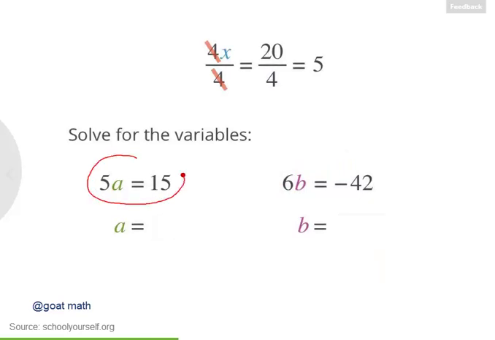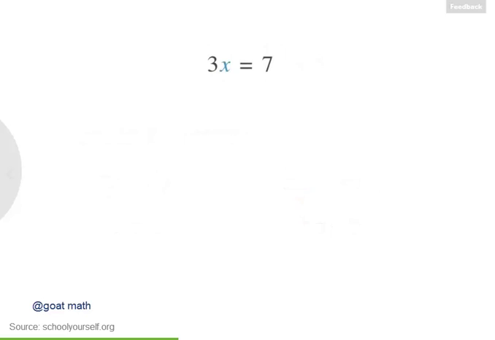Nicely done. Dividing both sides of this equation by 5, you found that a equals 3. And dividing both sides of this equation by 6, you found that b equals negative 7. So how about the equation 3x equals 7? Well, to solve for x, we can divide both sides of this equation by 3. So x equals 7/3. 7 divided by 3 is not a whole number, so we could leave our answer like this as an improper fraction, or we could equivalently write it as a mixed number, 2 1/3.